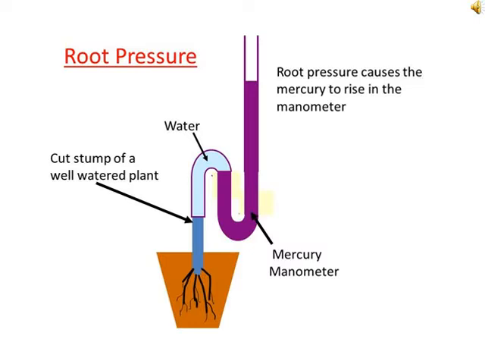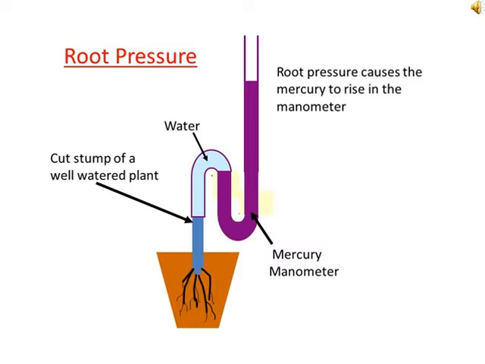Here in the experimental setup you can see that the cut stem of a well-watered potted plant is connected to a rubber tubing, and one end of the rubber tubing is connected to the manometer. Then when we cut the stem, the water rises up and passes through the rubber tube, and it helps to increase the mercury level in the manometer. So this increase in the mercury level in the manometer is due to the root pressure.